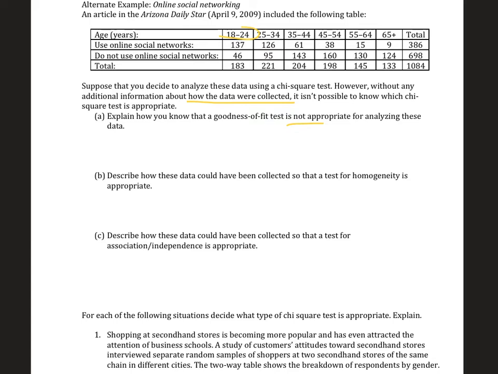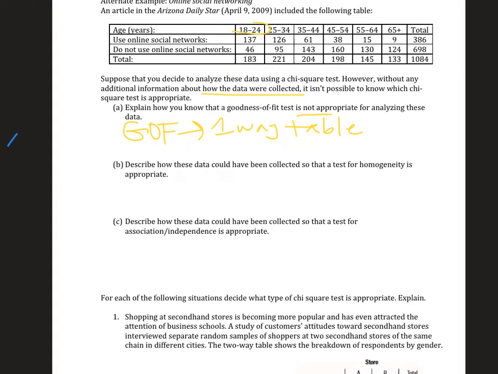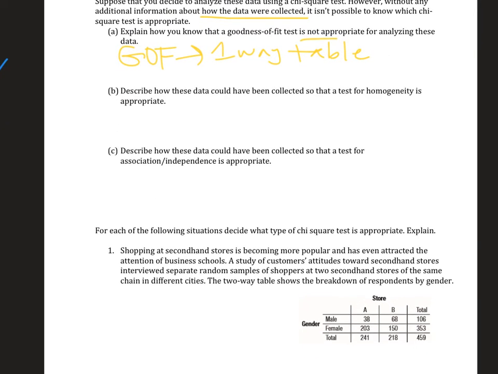All right, well, a goodness of fit test is a one-way table. Okay, so obviously this is a matrix. A goodness of fit needs to have one row or one column. This one has more than that, so you cannot say it's a goodness of fit. All right, B, describe how these data could have been collected for the homogeneity.